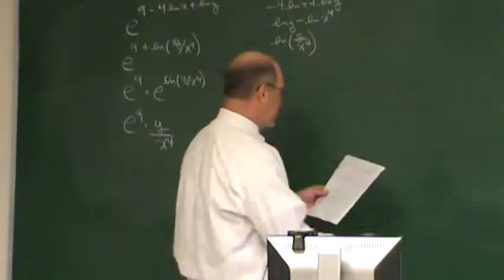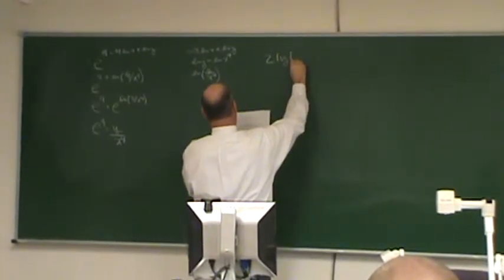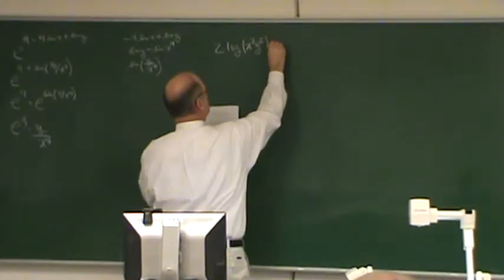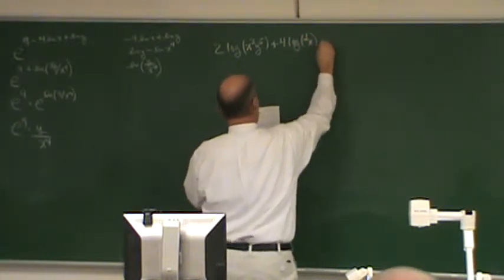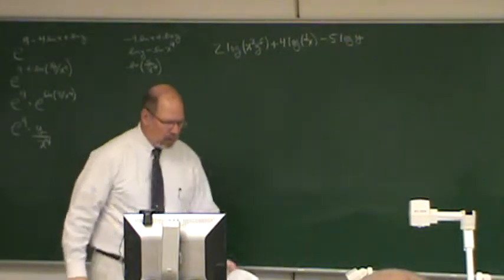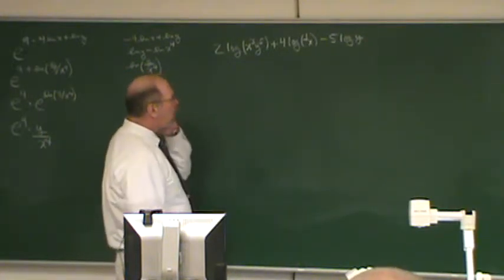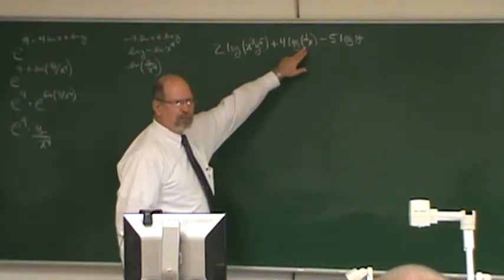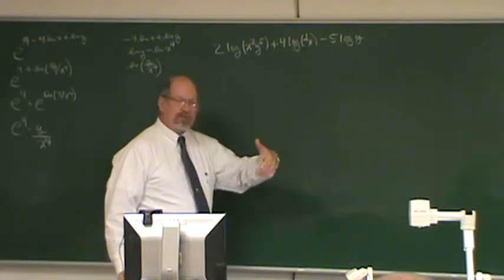Now, the second one, we have 2 times the log, and this is just common log, the log base 10, of x cubed y to the 5th, plus 4 logs of 1 over x, minus 5 logs of y. Now, we're going to work this problem 2 different ways because I want to show you both ways and some nice properties. But no matter which way we work it, the first thing I'm going to do is get rid of this 1 over x here. I don't like that. Okay? Now 1 over x is what? X to the negative 1.